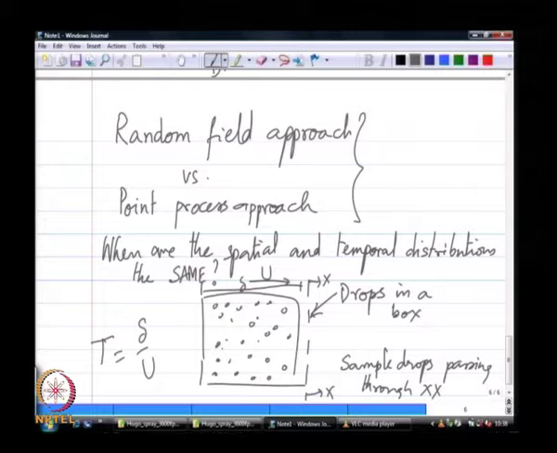So, whether I take a snapshot at some time t equal to 0 of this box and construct a spatial drop size distribution from all the drops in that box, or whether I sit at location xx and sample all the drops that come through that cross section and then construct the same distribution, I will get exactly the same answers.